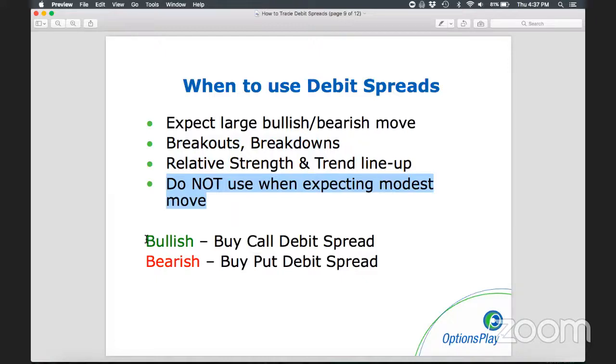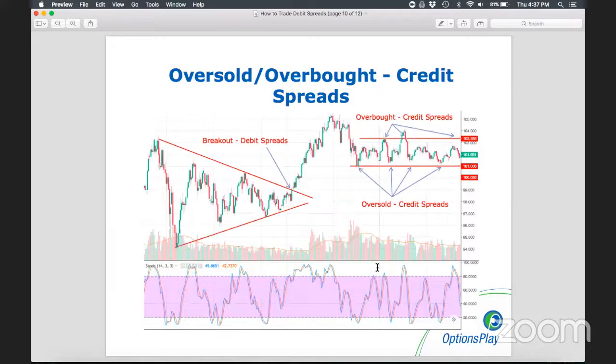So again, just to reiterate, if you're bullish on a stock, you think it's going to make a big move, buy a call debit spread. If you think the stock is bearish and you think it's going to make a big move lower, buy a put debit spread. Very simple. And we'll show you how to compare these in a second.